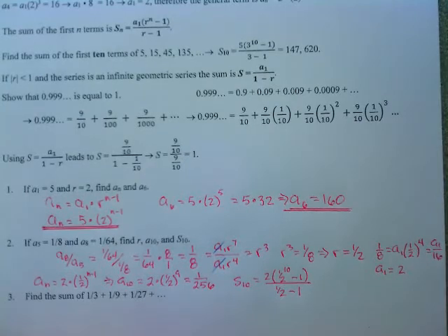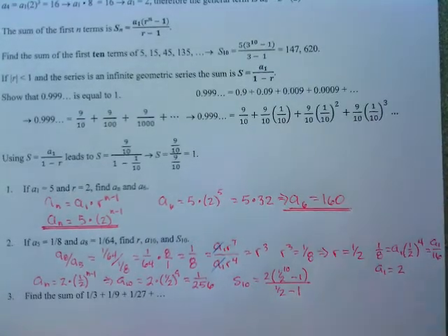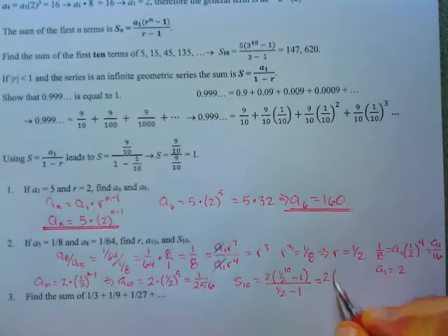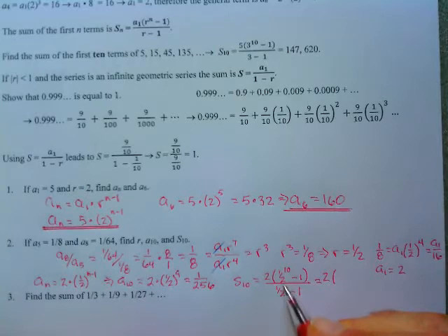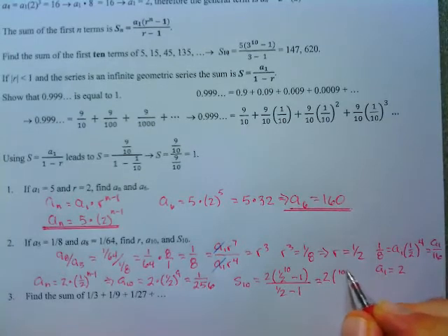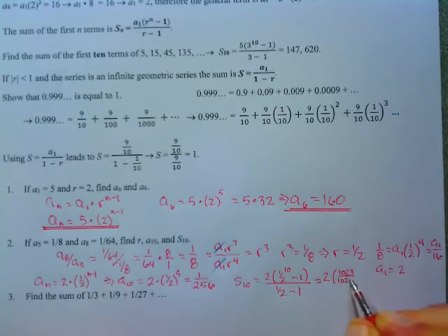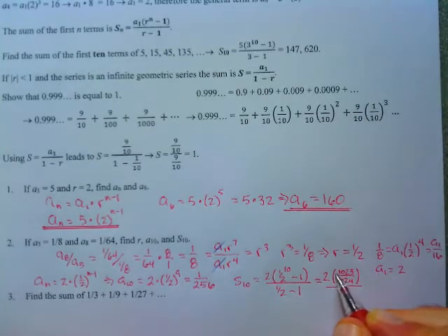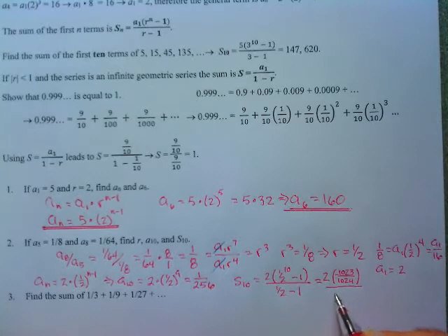And so basically we're going to end up with this being 2 times, let's see, 1/2 to the 10th power will be 1 over 1024. 1 over 1024 minus 1 will be negative 1023 over 1024. And then the whole thing will be over, and actually that's a negative, and the whole thing will be over negative 1/2.